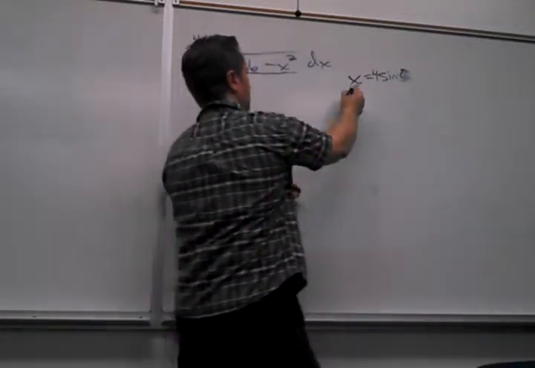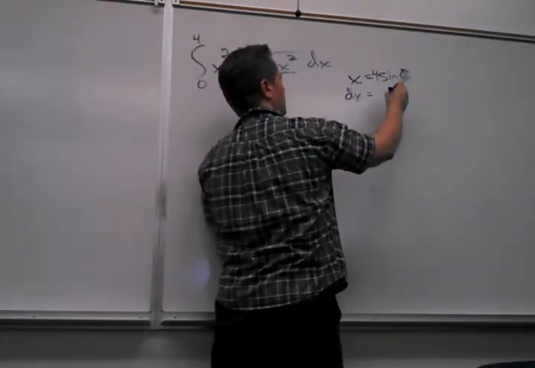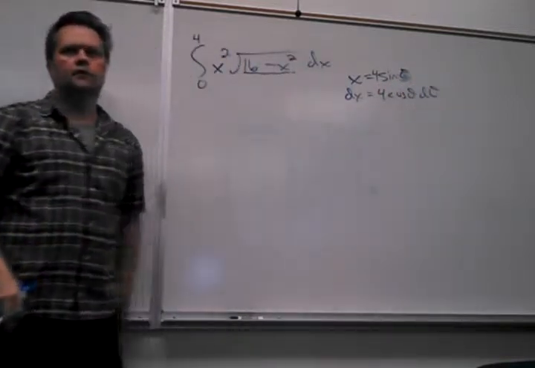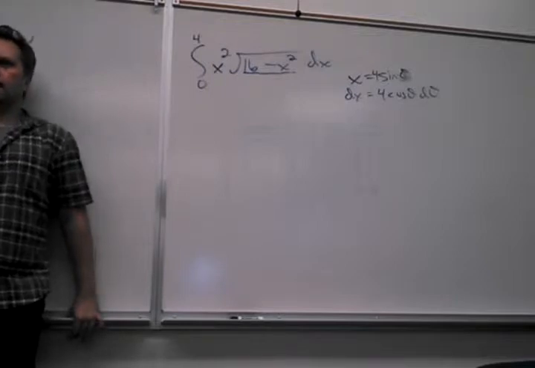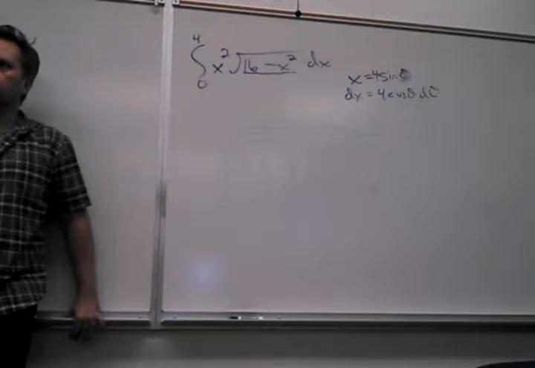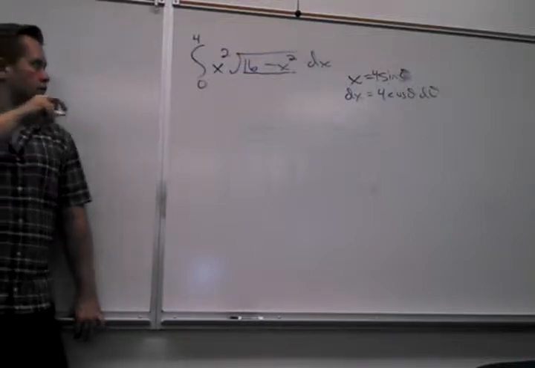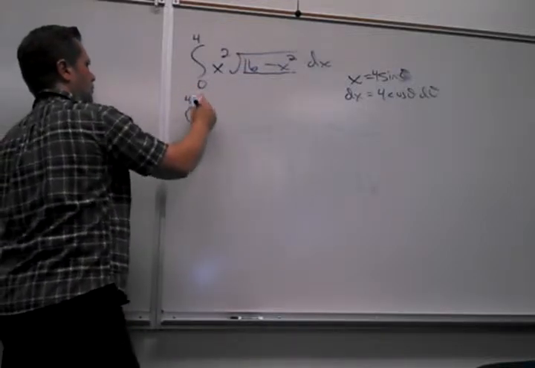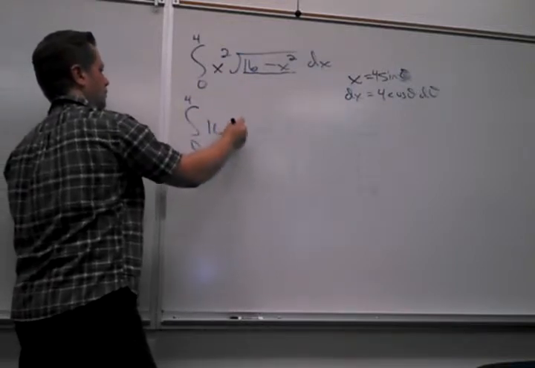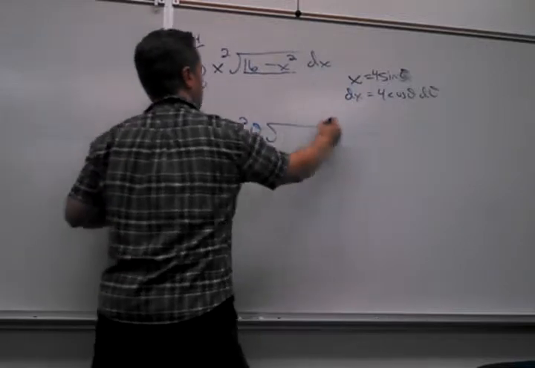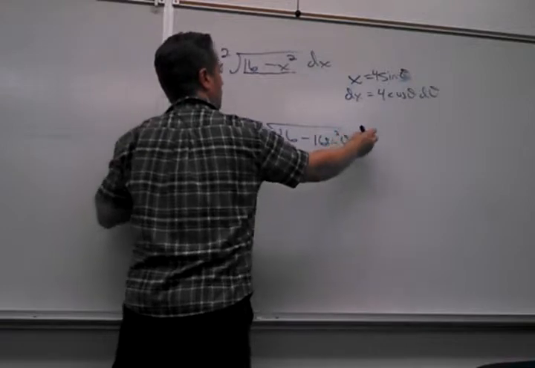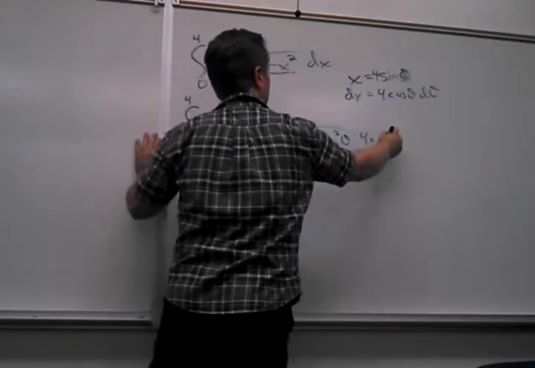And so dx would be 4 cosine theta. Easy. And that's the other part that people always left out: you forgot that dx has to actually be replaced with an expression dealing with theta. So now you get, what goes here? 4 squared. So now you get 16 minus, dx, which is all this business here.